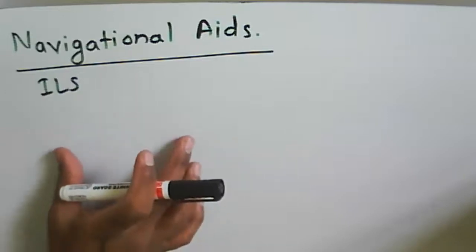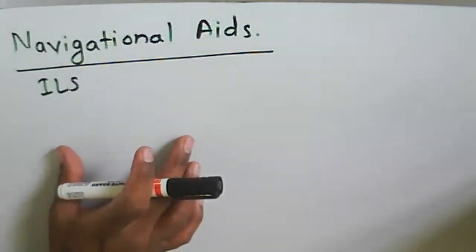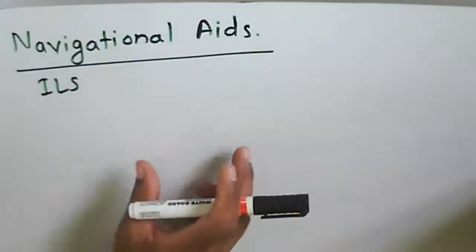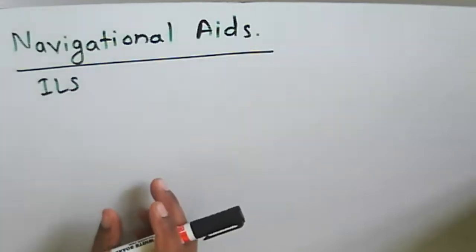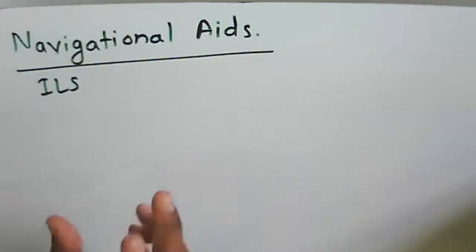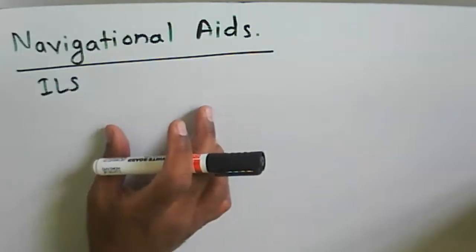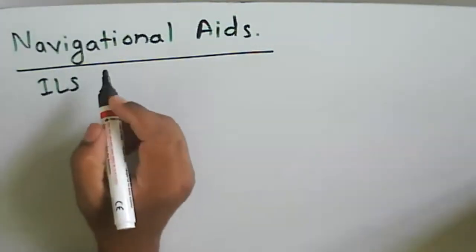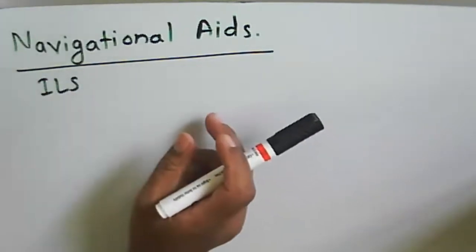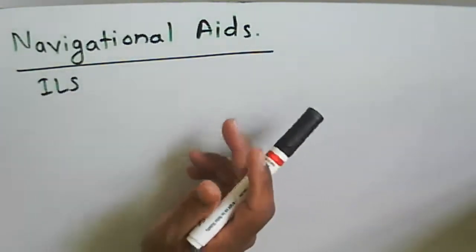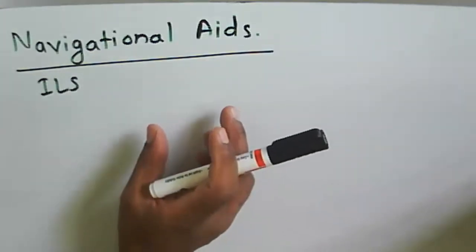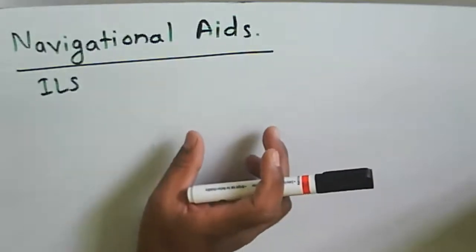So we have seen earlier an instrument landing system that will help to land aircraft properly even in adverse weather conditions. And for this ILS, that instrument landing system, there are two markers that are used, that is outer marker and inner marker, that we have used to find out the position of the aircraft from the runway.